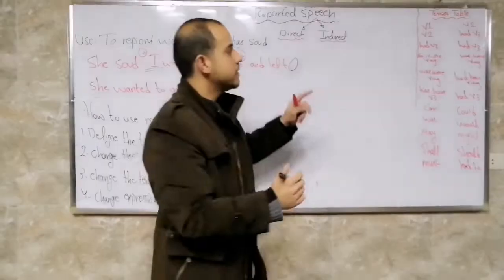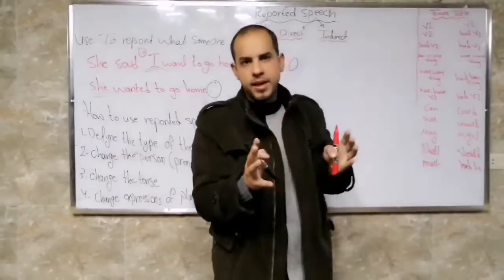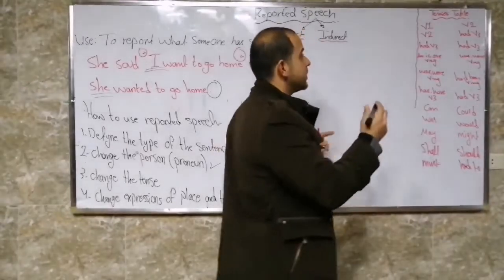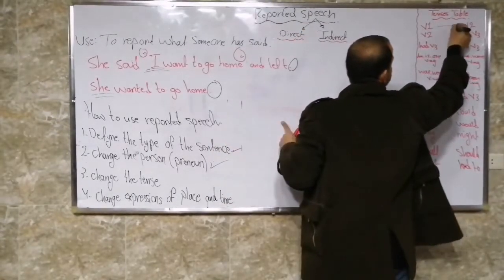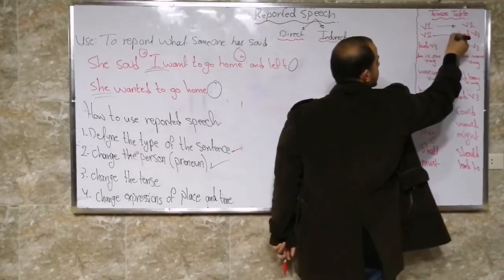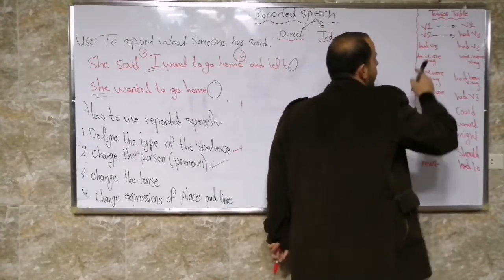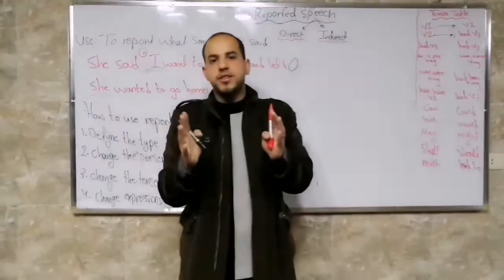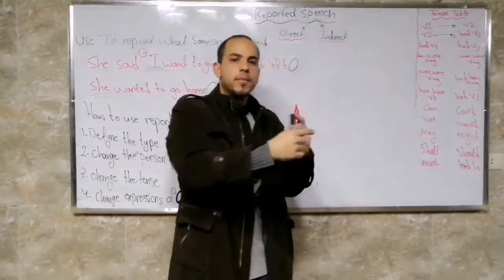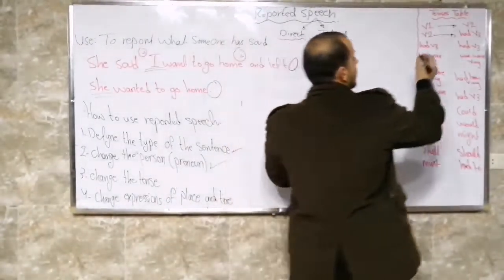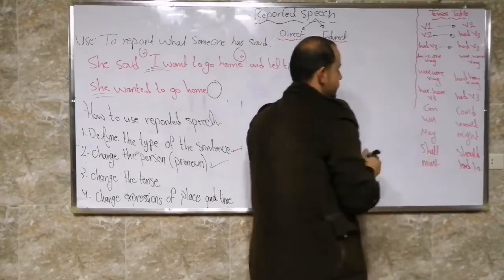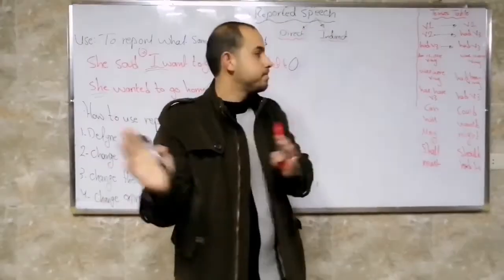So if I have a verb 1 in the sentence, it changes to verb 2. Then if I have verb 2, it changes to verb 3. Because reported speech is like one step backward, and here we are going one step back. Had verb 3 stays as had verb 3, because we cannot go back.